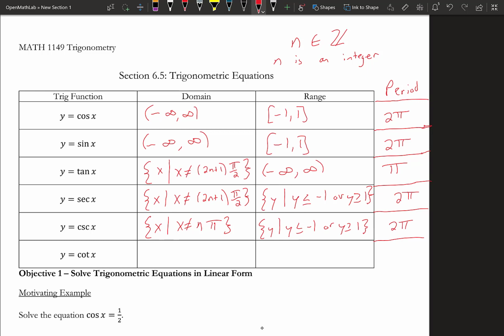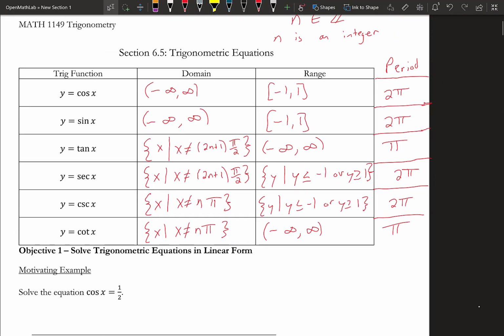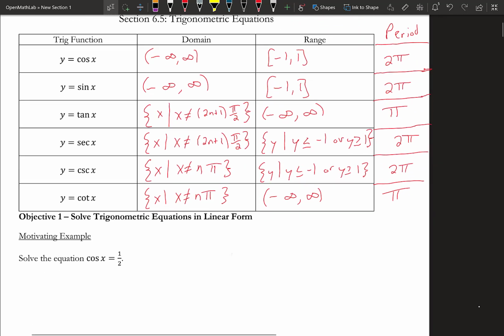Then lastly, cotangent. The domain is the same as cosecant, right? It's any x such that x is not equal to a multiple of pi. And then the range for cotangent is negative infinity to infinity. And then the period is pi. So again, that's just to refresh ourselves a little bit on domain, range, and period of the trig functions.